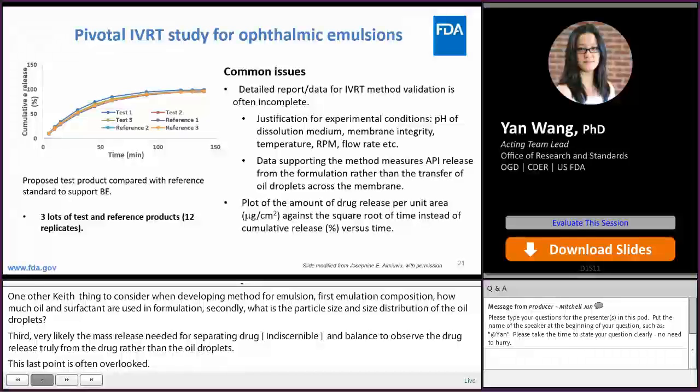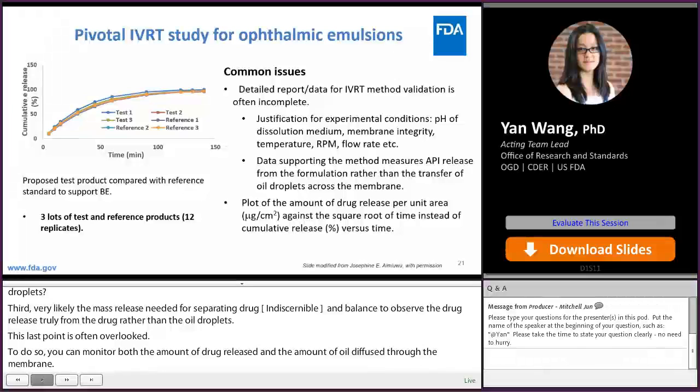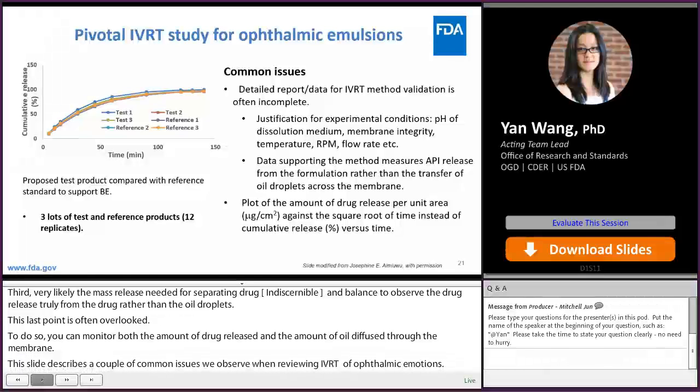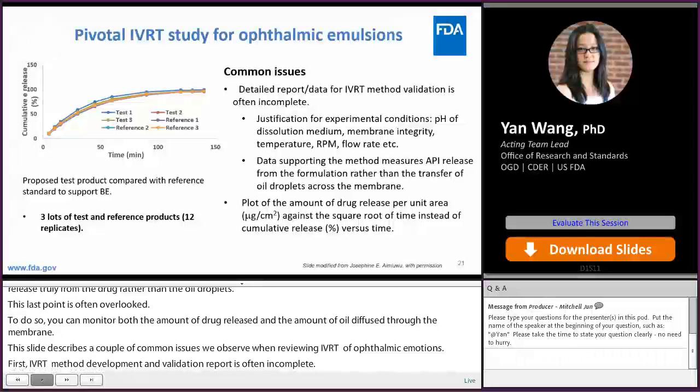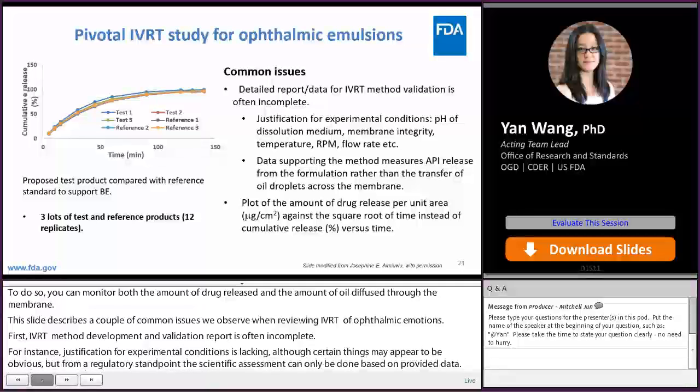This slide describes a couple of common issues we observed when reviewing IVRT of ophthalmic emulsions. First, IVRT method development and validation report is often incomplete. For instance, justification for experimental conditions is lacking. Although certain things may appear to be obvious, from a regulatory standpoint, the scientific assessment can only be done based on provided data. So it is very important to make sure sufficient justification for the experimental conditions is included in your submission.